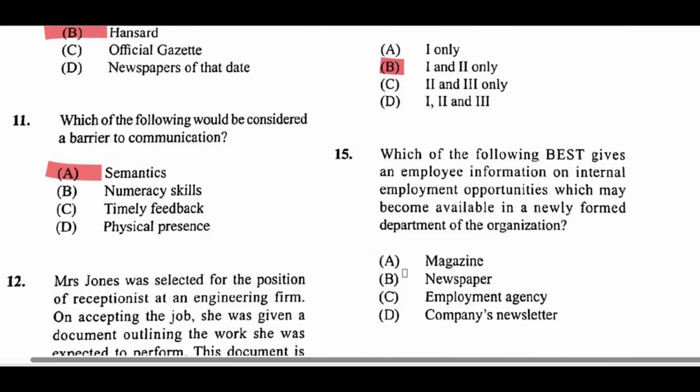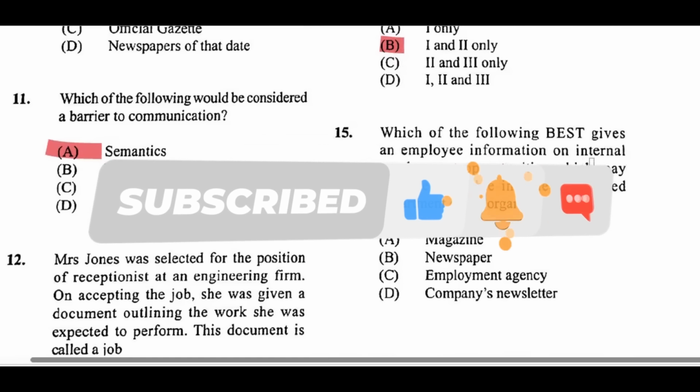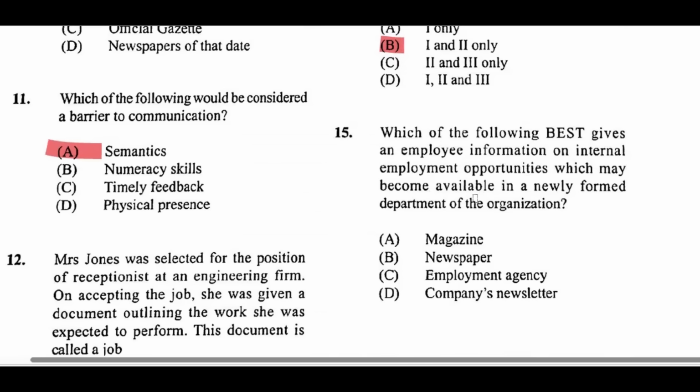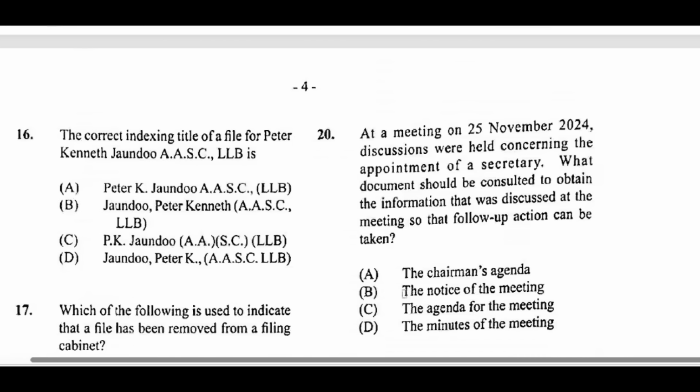Remember that. Number 15. Which of the following best gives an employee information on internal employment opportunities which may become available in a newly formed department of the organization? Not magazine, not newspaper. Company's newsletter. Fine. 16. This is a repeated question.